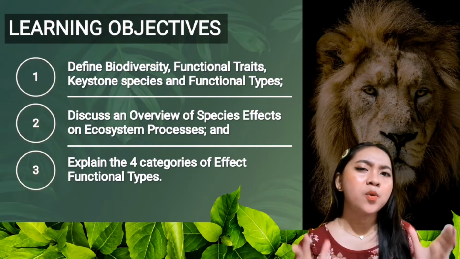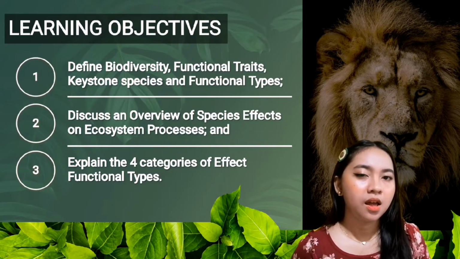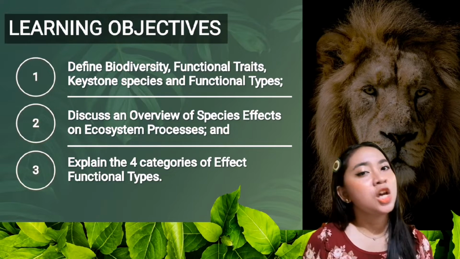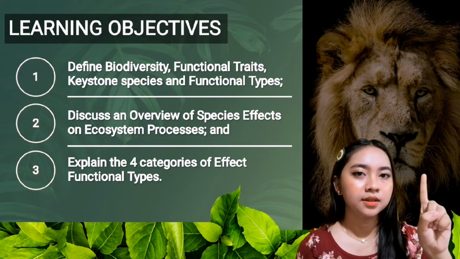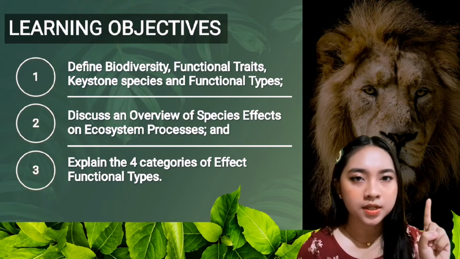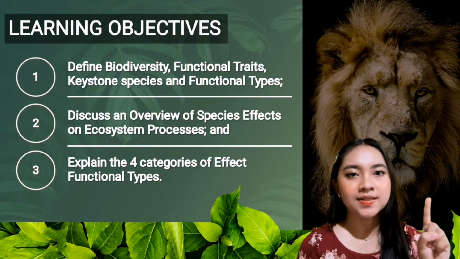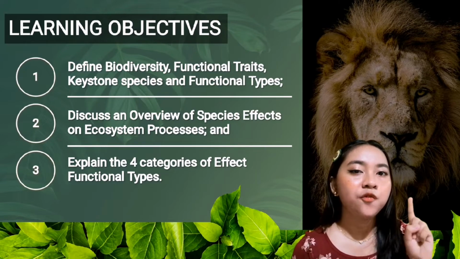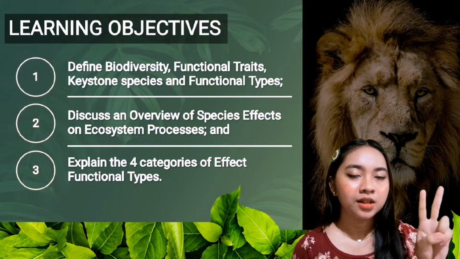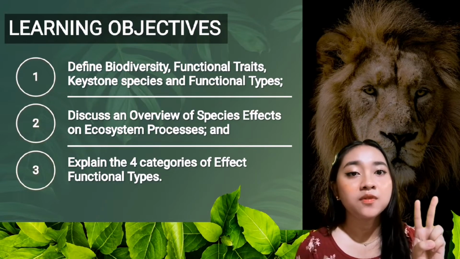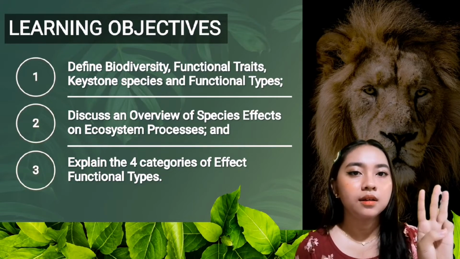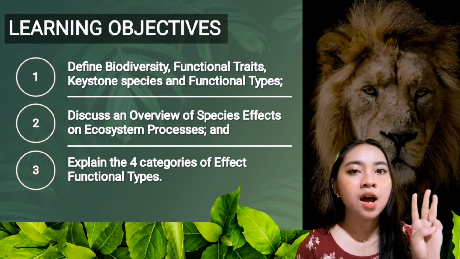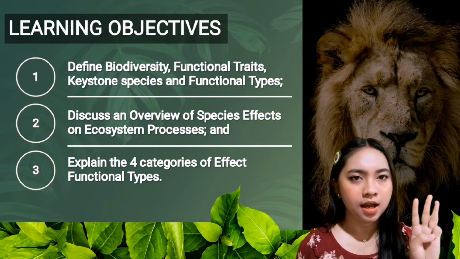Now we have our learning objectives. At the end of this discussion, the learners will be able to: 1. Define biodiversity, functional traits, keystone species, and functional types. 2. Discuss an overview of species effects on ecosystem processes. And 3. Explain the 4 categories of effect functional types.